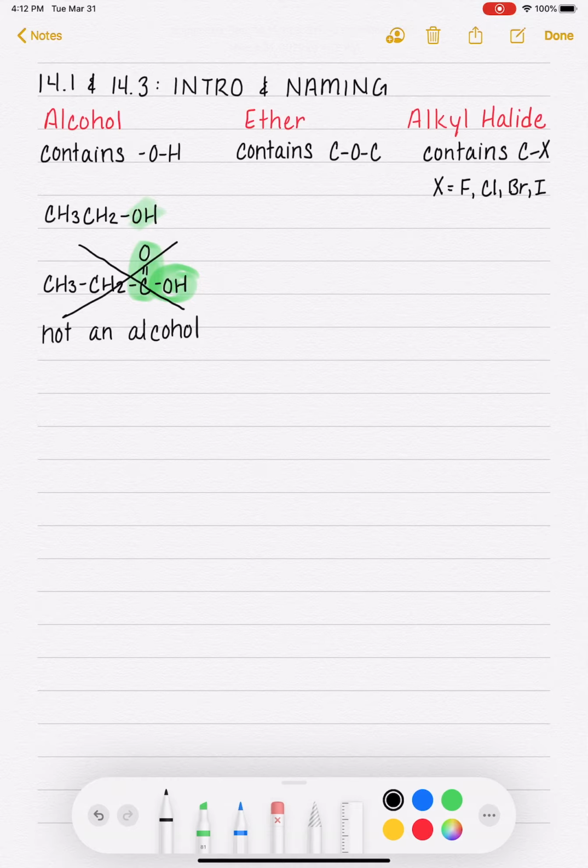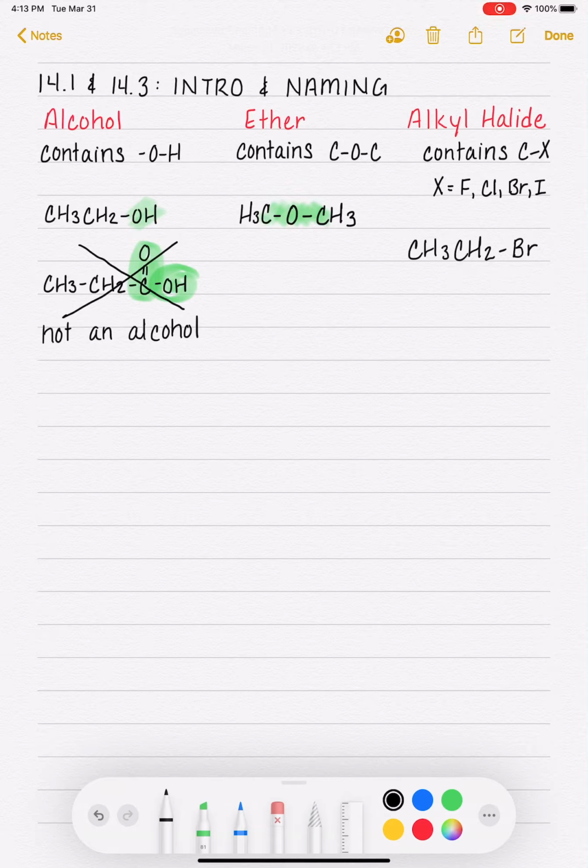The ether functional group, like I said, is going to be a carbon that is bonded directly to an oxygen, which is bonded directly to another carbon. So that's going to be something like this. And there's the ether part of this molecule. And then the alkyl halide functional group is pretty easy to spot. It's just going to be, let's put a bromine on there, a bromine that's attached to a carbon that's part of a carbon chain.